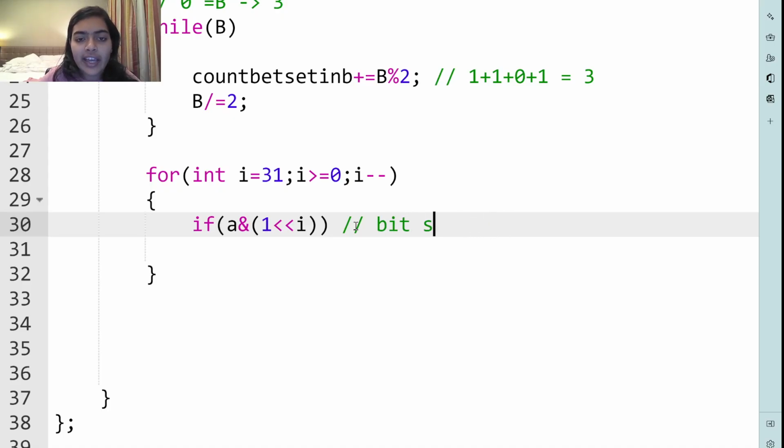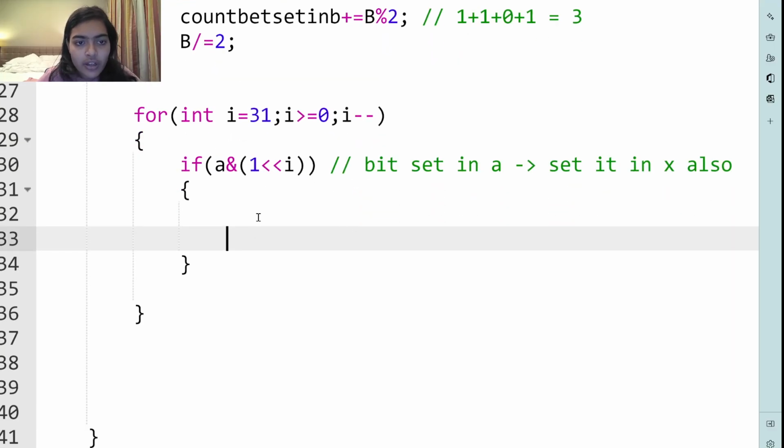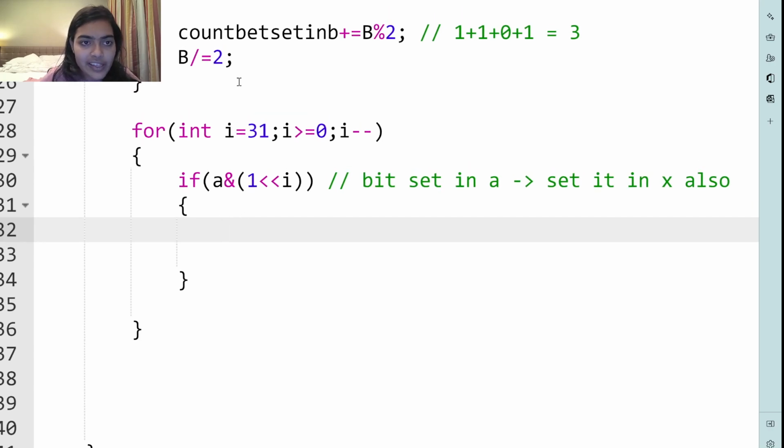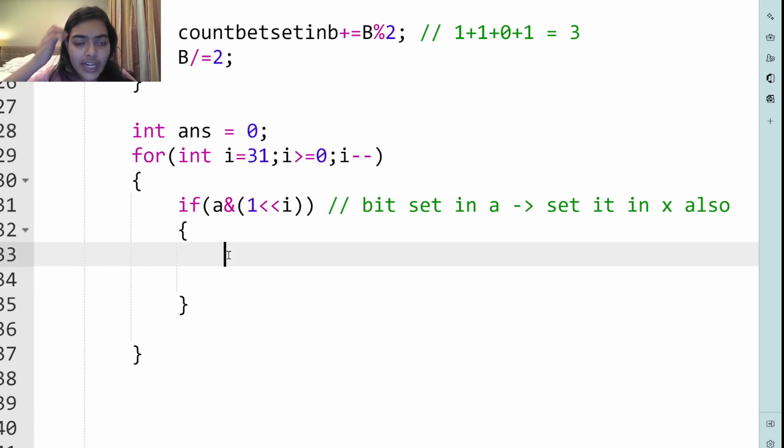If the bit is set in a, what are you going to do? Set it in x also. This is a simple logic. So how am I going to set the bit in x? I will have to take an answer variable which I'm going to return, right? So initially let my answer be 0. So how to set a bit? Setting a bit is very easy. Just go to that place where we have to set the bit, right?